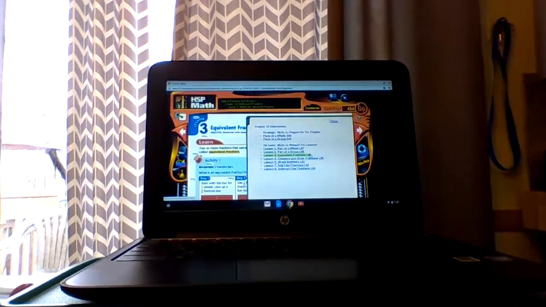Now, it's going to say line up fraction bars. You don't have fraction bars, but it will line them up for you, I promise. And practice your math facts.